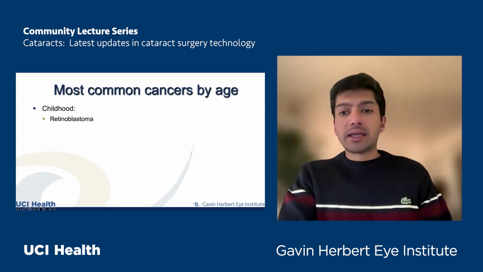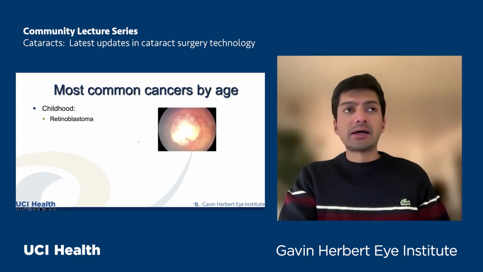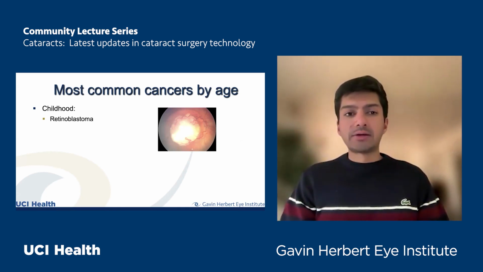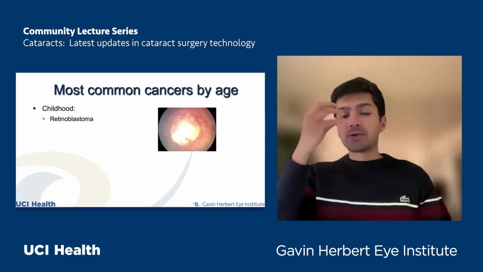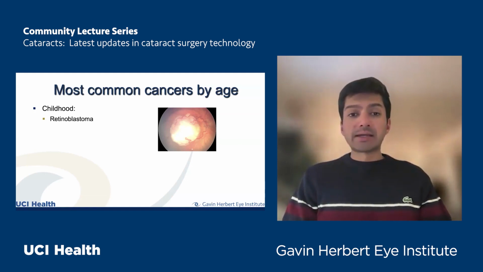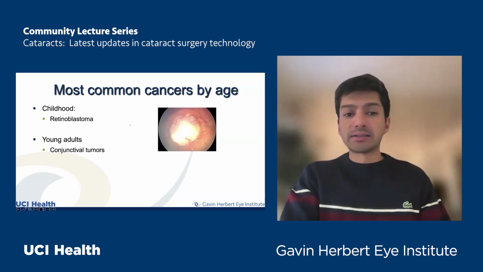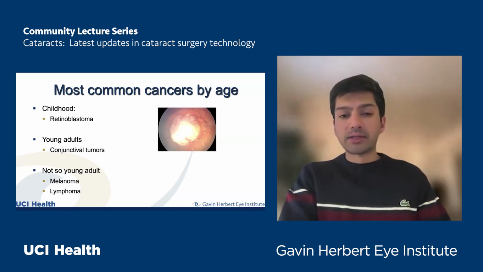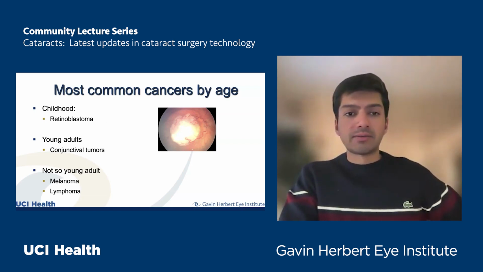So looking at some of the most common cancers by age, retinoblastoma we see in childhood, which is usually a white fluffy mass. Often a child may have a white reflex. So if you take a picture of a child, instead of having that red reflex that we see with flash from a camera, they may notice more of a white reflex, and pediatricians are excellent at being able to pick this up. And so this is the most common cancer in a child inside the eye. In young adults, conjunctival tumors that Dr. Lee got into. And then in not-so-young adults, there are melanomas and lymphomas and all sorts of benign tumors or growths that can happen inside the eye. And so we'll talk about a little bit of these.